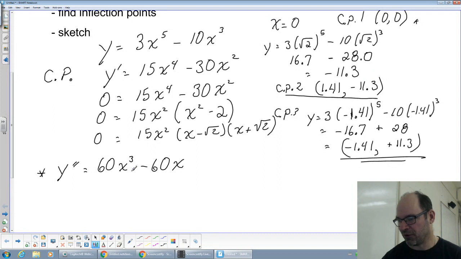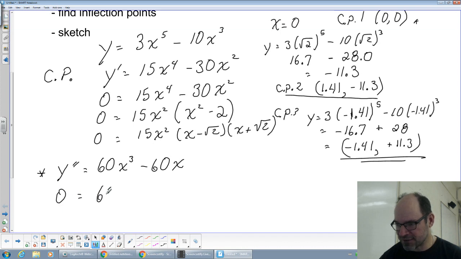If we put a negative number in there, it's going to be a positive, it's going to be another negative number. So that makes sense that it's going to be a maximum, being negative, right? So that's just a little double check that we can do. But we can also set this to 0 to get our inflection point.